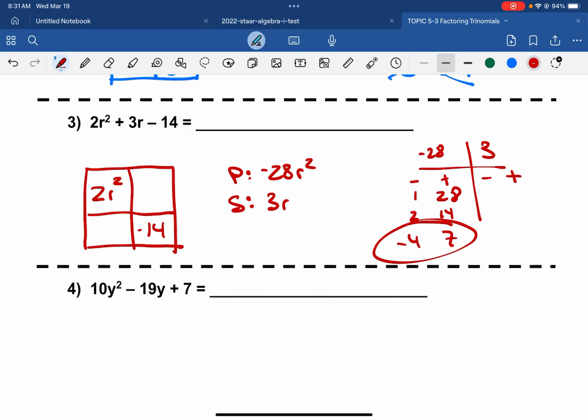So I'll use those to fill the box. Negative 4, put an r in there. 7, put an r in there. Okay. Fill the box, factor the box. So we factor the box, each row.